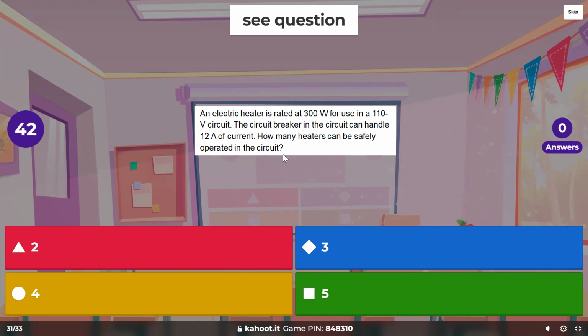I'm going to start with P equals IV, but let's do it for a single electric heater. Let's say we're plugging in one electric heater. P equals IV, 300 watts equals I times V. So I'm going to take 300 watts, divide by 110 volts. That tells me the current. I'm getting 2.7 amps for one heater. And we can go up to 12 amps. So what's 12 divided by 2.7?